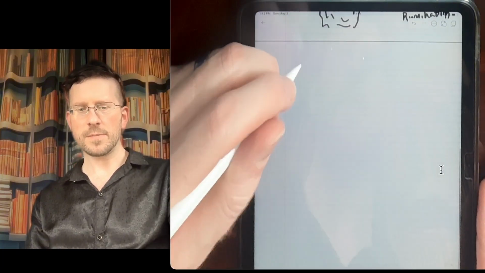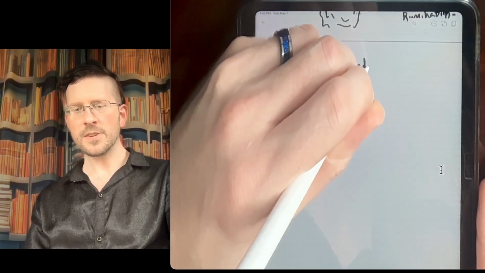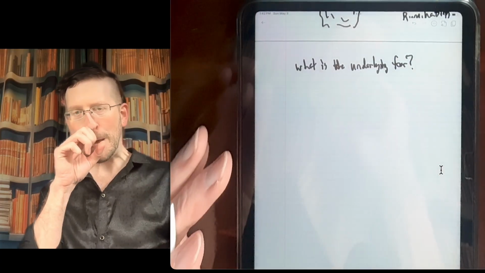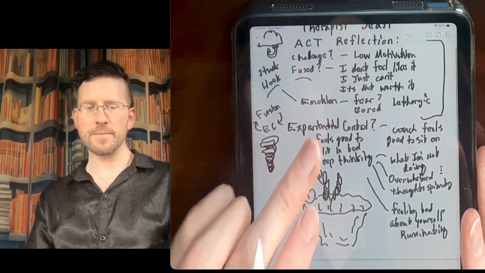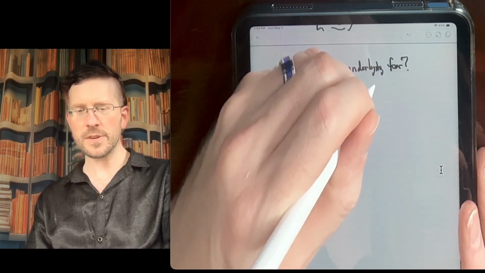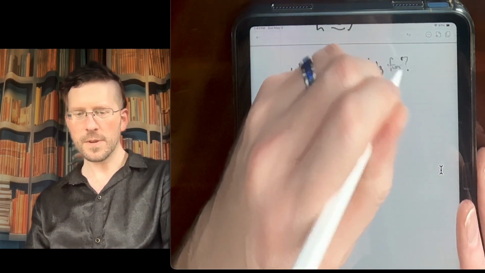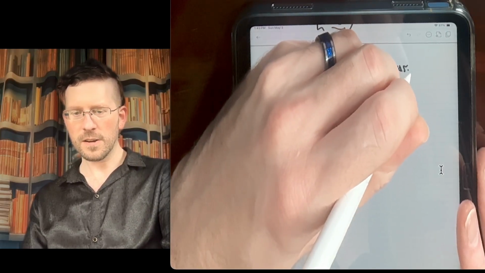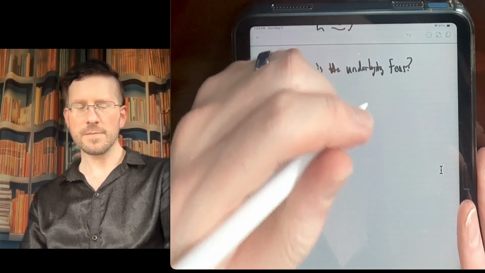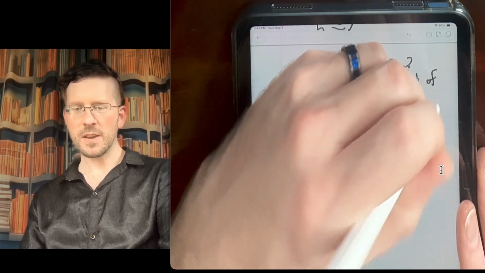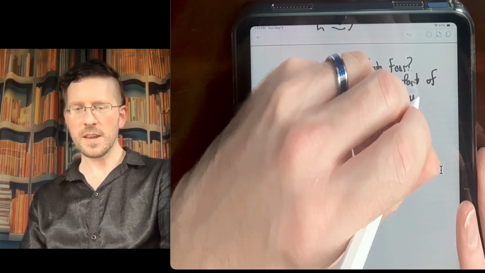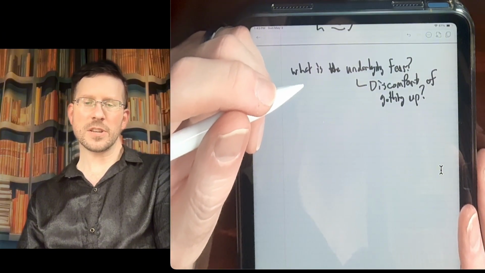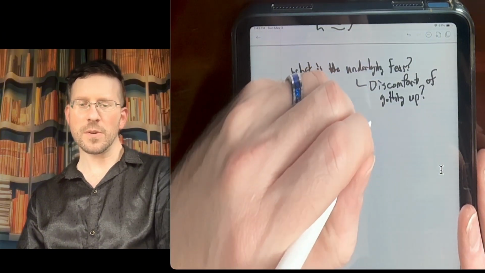I do like to prompt, what is the underlying fear? I often like to ask people, what's underneath that? Is there a fear here? Often the fear is just a discomfort in some way. Does that look like fear? I'm gonna rewrite that. I don't know if you can read that. Fear. What's the underlying fear? Just the discomfort? Is it the discomfort of having to get up and face the challenge and know it's going to be hard?